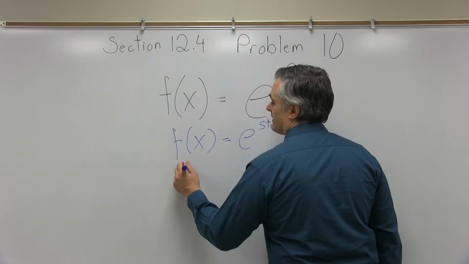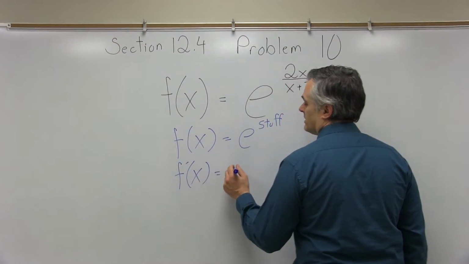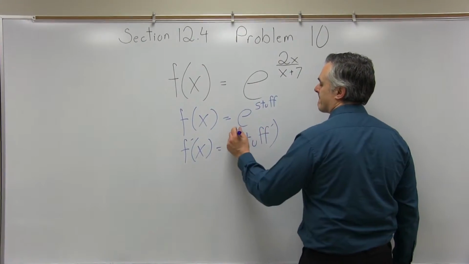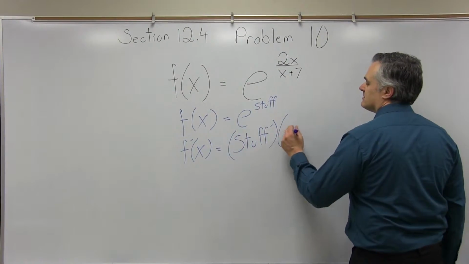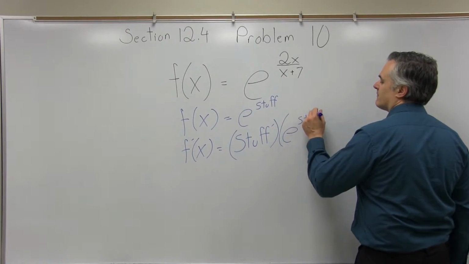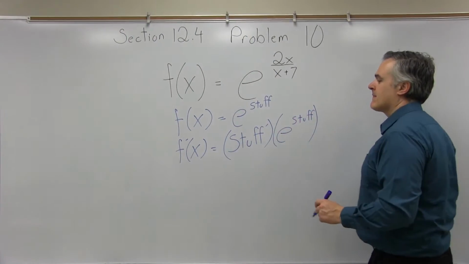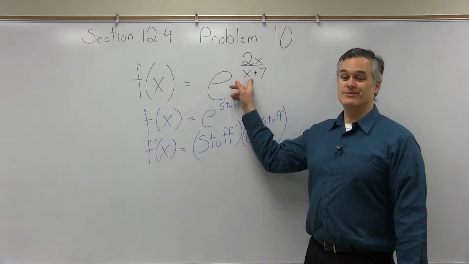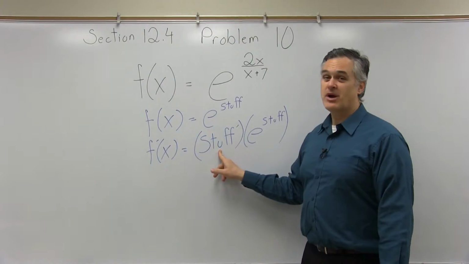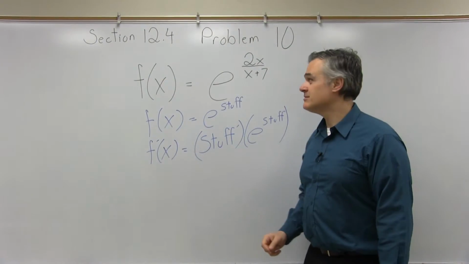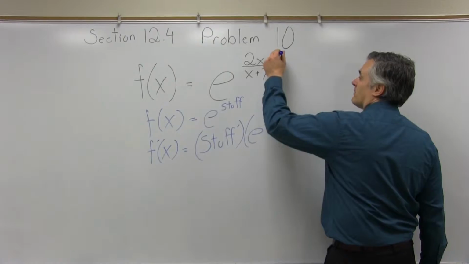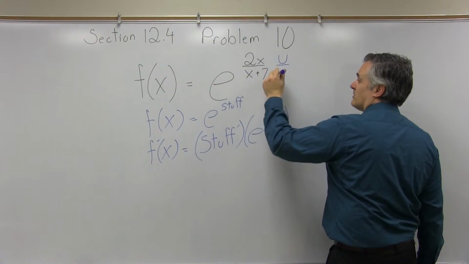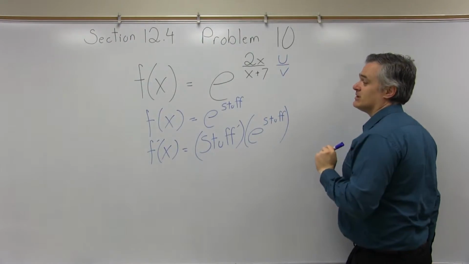So the derivative, f prime of x, will be stuff prime times e to the stuff. Now, the thing is, the stuff is a quotient. So to figure out stuff prime, we have to apply the quotient rule. So with our quotient, the top of the quotient, which is 2x in this example, will be labeled as u. The denominator of the quotient, the x plus 7, will be labeled as v.